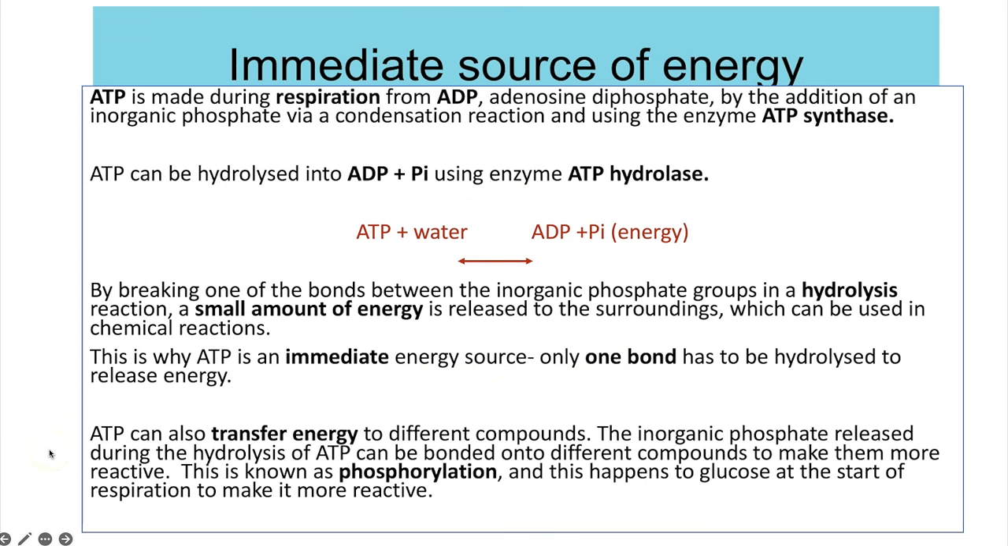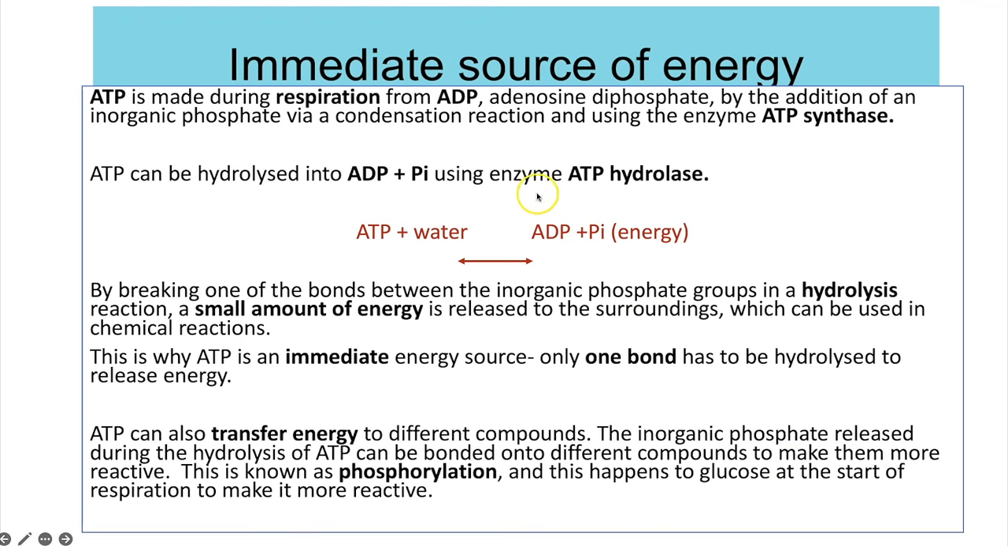And as well as releasing energy to the surroundings, ATP can actually transfer energy to other compounds. Because if you add that phosphate onto a different compound, that compound will then gain the energy. And that's what phosphorylation is. It's when you add an inorganic phosphate group onto a molecule so it becomes more reactive or it gains energy.